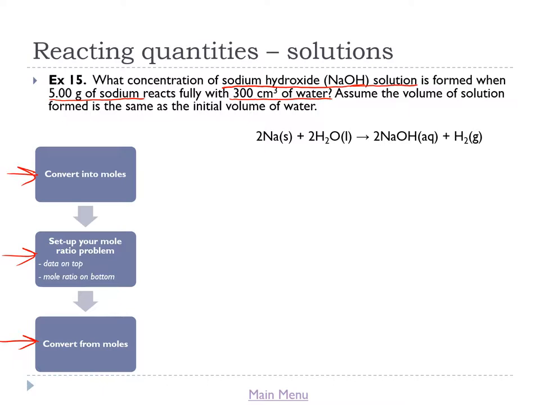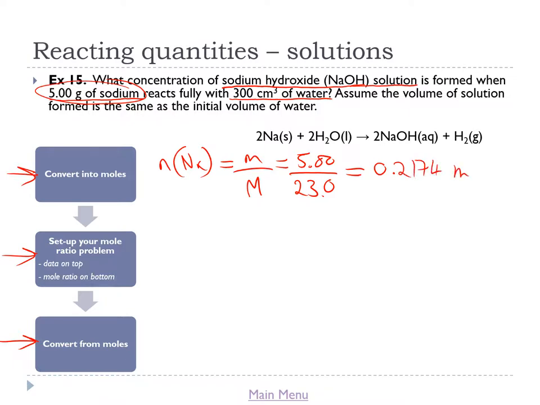Now we've got sodium, and it tells us we've got 5 grams, so we're going to calculate the number of moles of sodium. So remember, n of Na, remember we always label calculations clearly. Number of moles of sodium equals mass, little m, over molar mass, capital M, equals 5.00 over 23.0, that is the molar mass of sodium from the periodic table. And then if we stick that into the calculator, we get an answer of 0.2174 moles. So that is step one done.